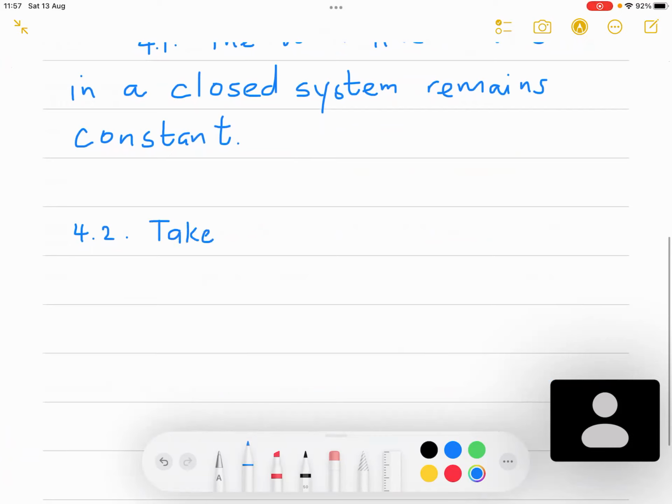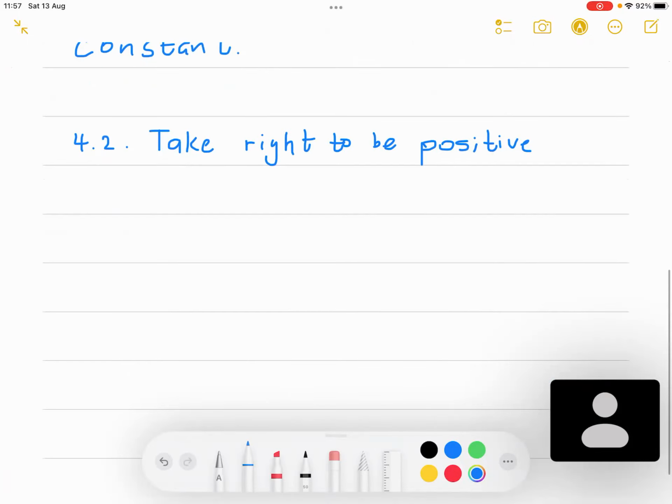Okay, so take right to be positive. Okay, so that's the first thing. So in this example as well, we're going to say that the initial momentum must equal the final momentum.